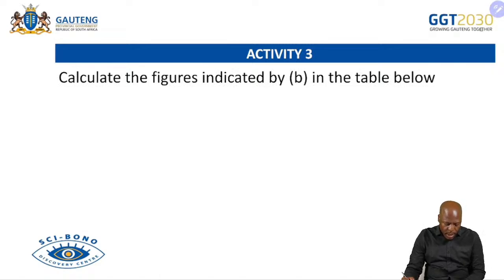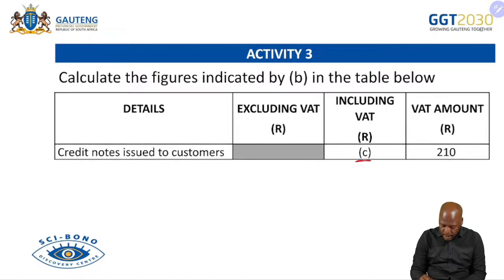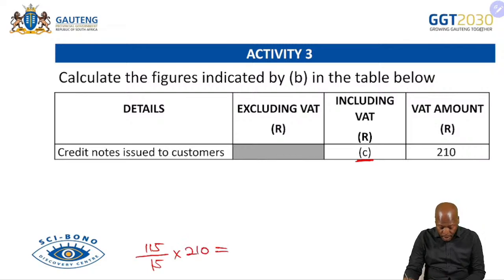It is how to calculate C. We're calculating C now. There is my C. This is including VAT. Including VAT is 115 over the VAT amount, which is 15, multiplied by 210. So it's 115 that we want, over 15, that is the VAT amount that we have here, 15%. Then multiply by the 210.